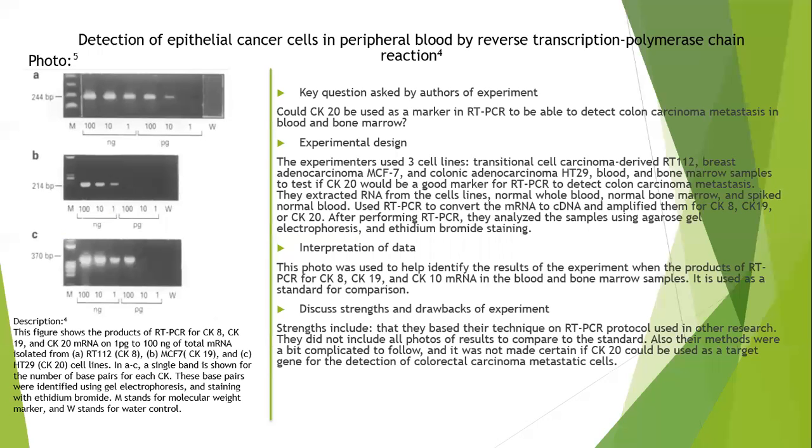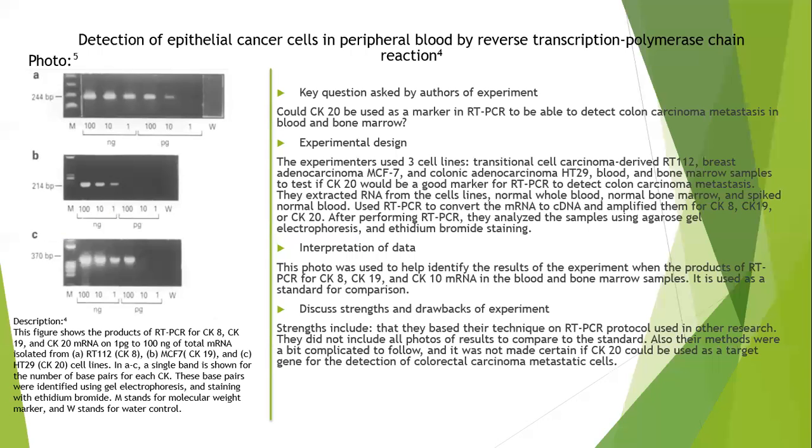This experiment method is based on research done from other scientists, where they detected the number of tumor cells of neuroblastoma and of melanoma using RT-PCR. So the key question asked by the authors of the experiment is, could cytokeratin 20 be used as a marker in RT-PCR to be able to detect colon carcinoma metastasis in blood and bone marrow?